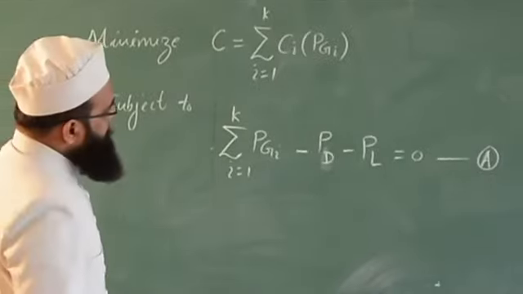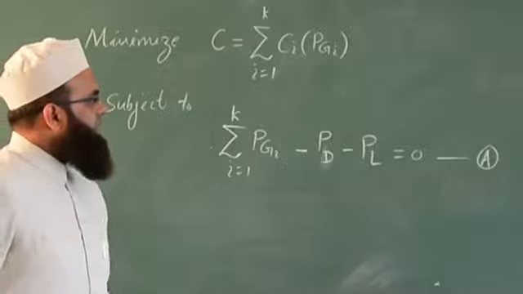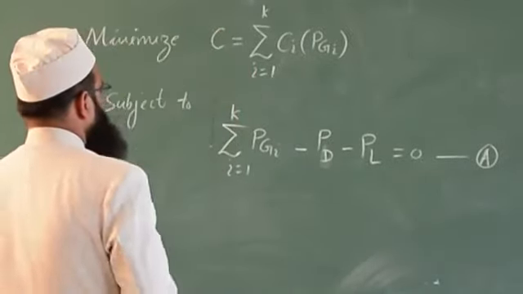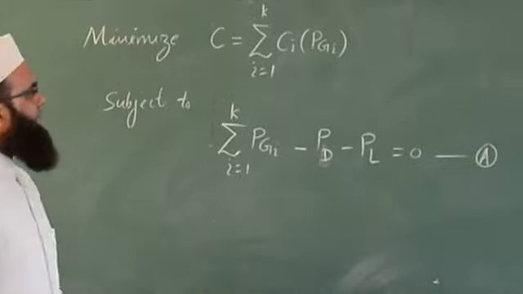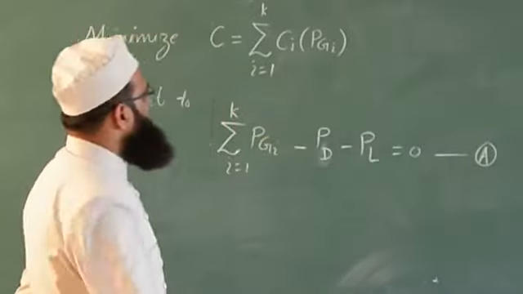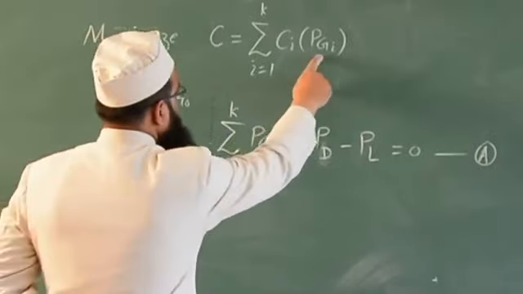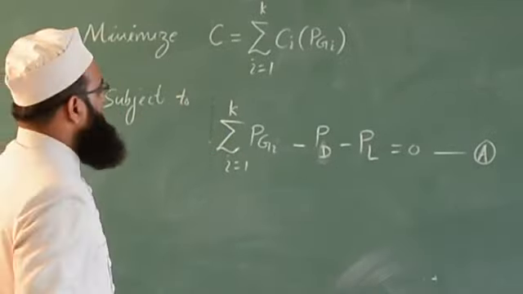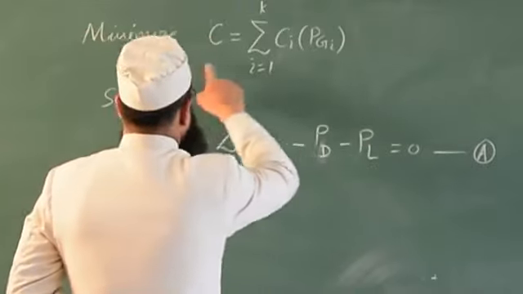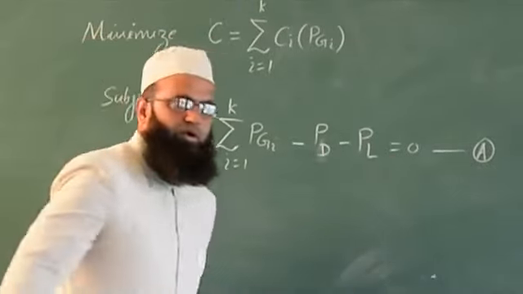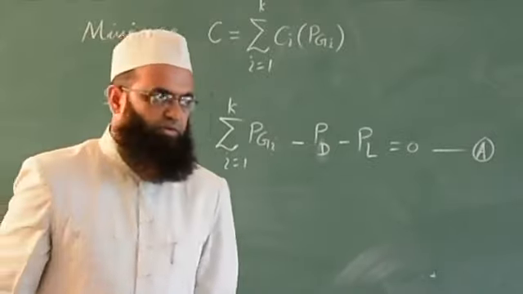Now again we will use Lagrange function for optimization, because it is a multi-variable optimization problem. Variables are PG1, PG2, PGK. So the number of variables is K: PG1, PG2, PG3, and so on up to PGK. So it is a multi-variable optimization function with equality constraint. Such a problem can be solved using Lagrange function.